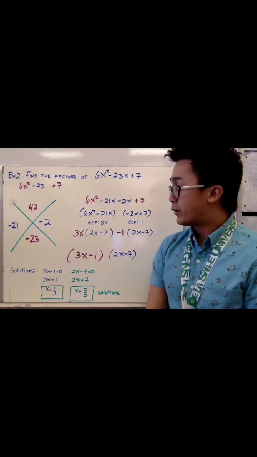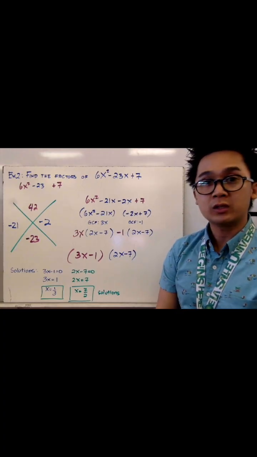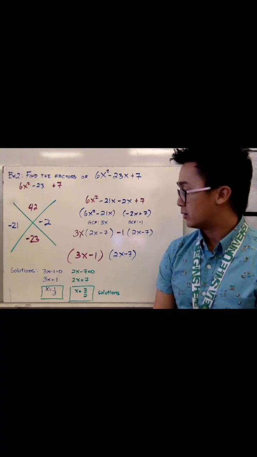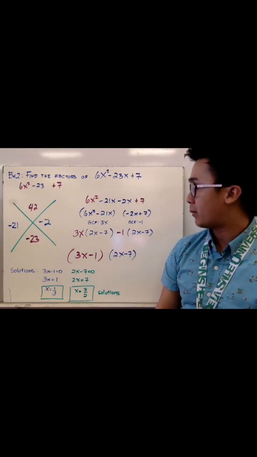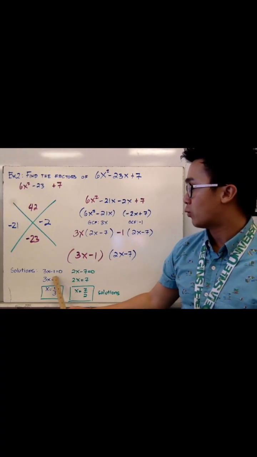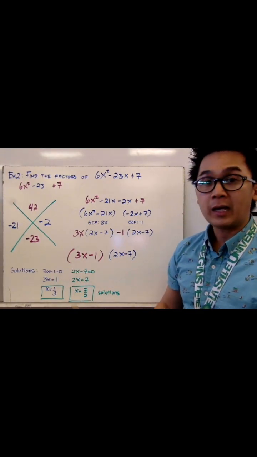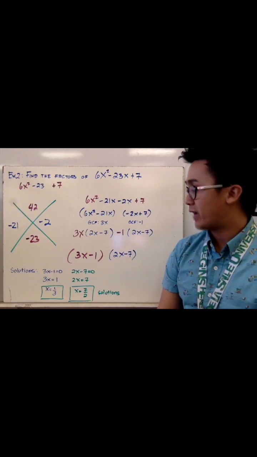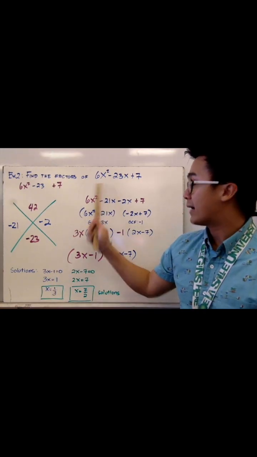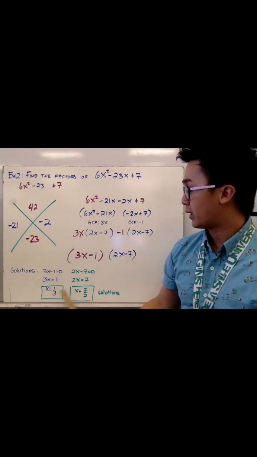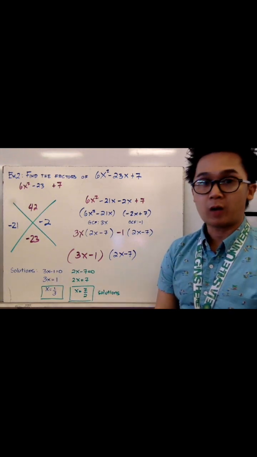Now, another use of factoring is to help us solve for the solutions of a quadratic equation or any polynomial for that matter. So in this case, using the zero product property, if we set 3x minus 1 equal to 0 and 2x minus 7 equal to 0, we'll be able to solve for the solutions of our quadratic equation. And in this case, the solution of this particular quadratic equation will be x equals 1 over 3 and x equals 7 over 2 by the zero product property.